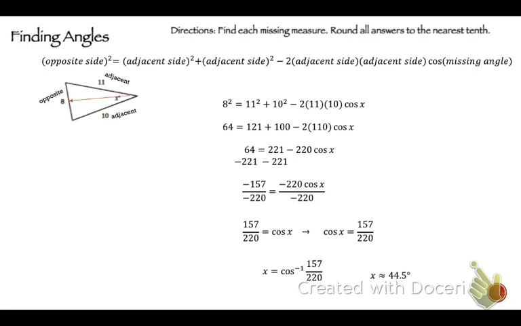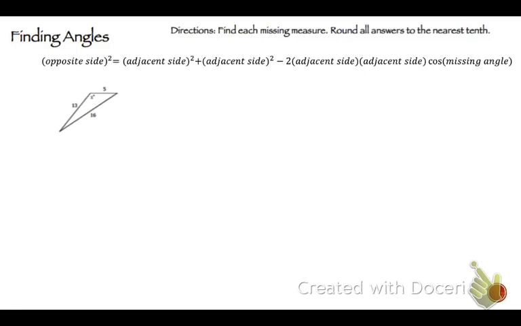Okay, let's go through another example of that. So again, we have to label the opposite side and my adjacent sides. 16 is my opposite, 13 and 5 are my adjacent. So that's going to be 16 squared equals 13 squared plus 5 squared minus 2 times 13 times 5 times the cosine of x. Okay, so that's 256 equals 169 plus 25 minus 2 times 13 times 5, which is 65, cosine of x.